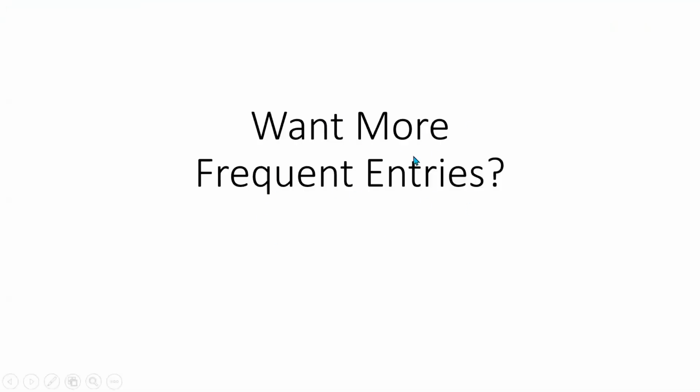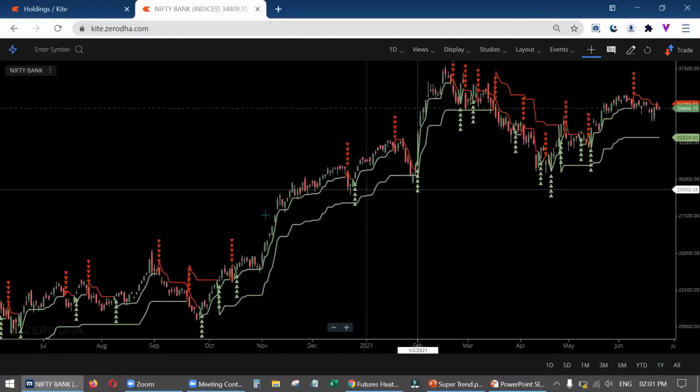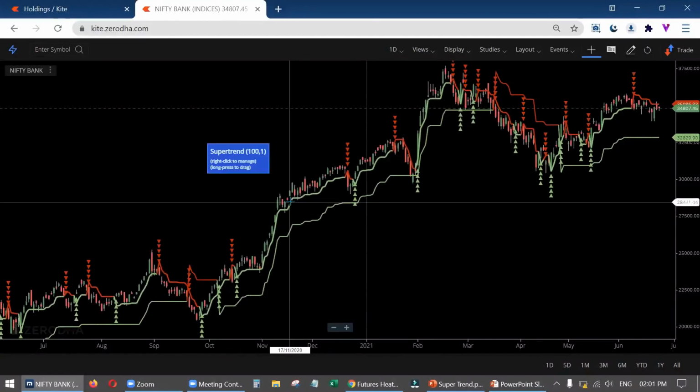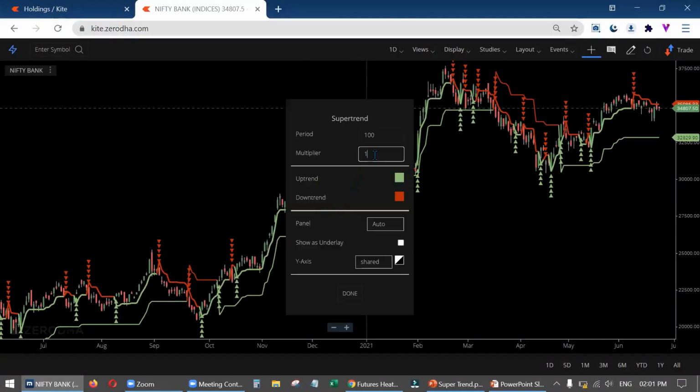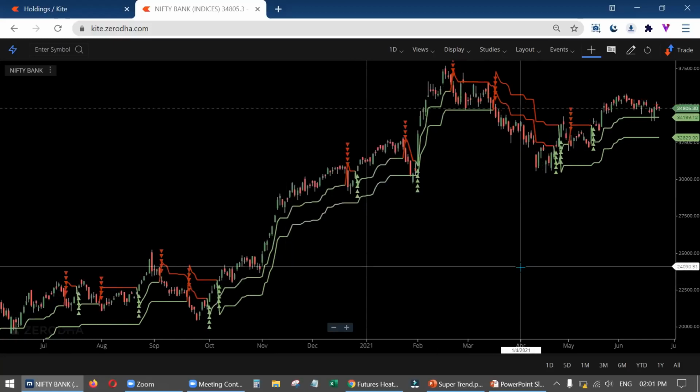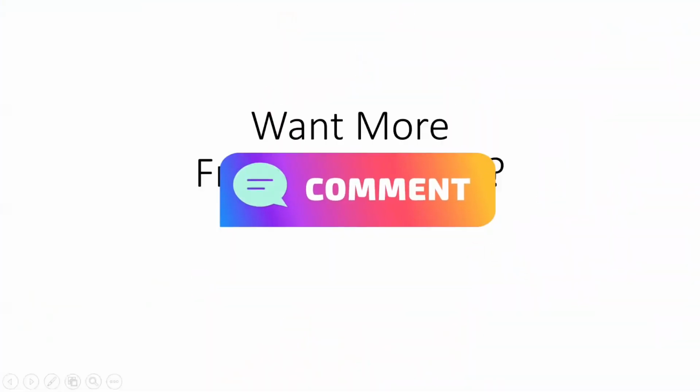So if you want more frequent re-entries, what will you want to do? You would want to change the parameter from 1.8, so this was 1.8, you can change it to 1.5, 1.2 or 1, depending on your appetite for taking re-entries. Okay, so that's the way you can use the super trend re-entries.